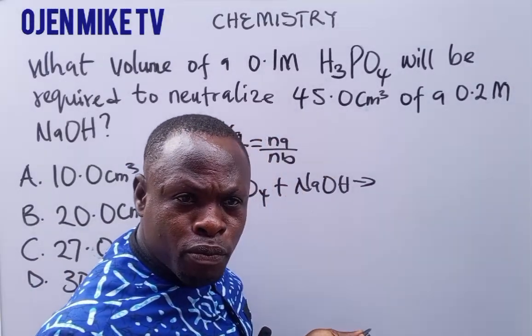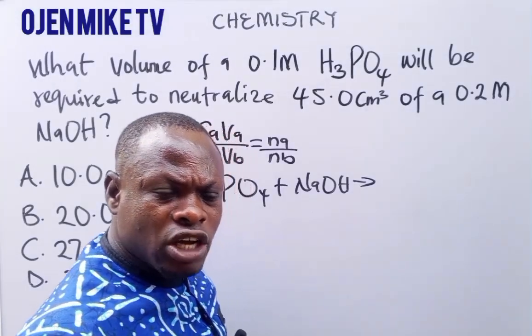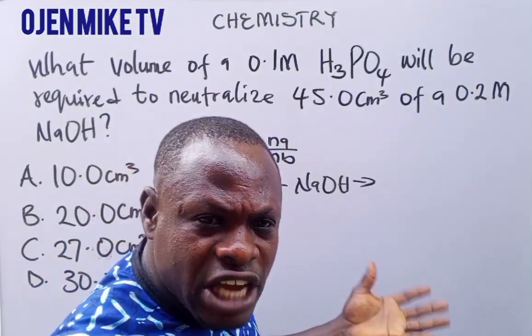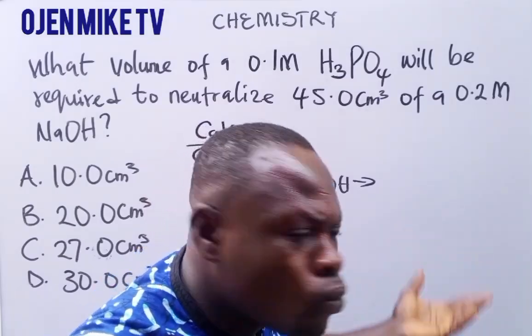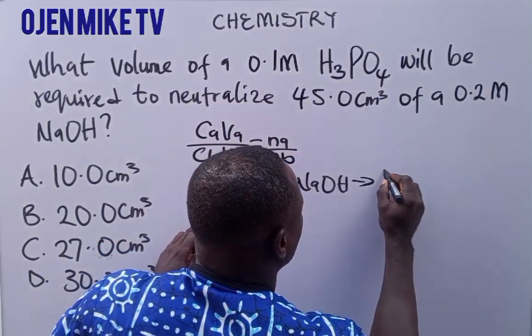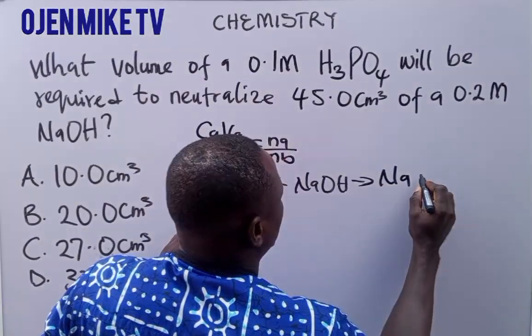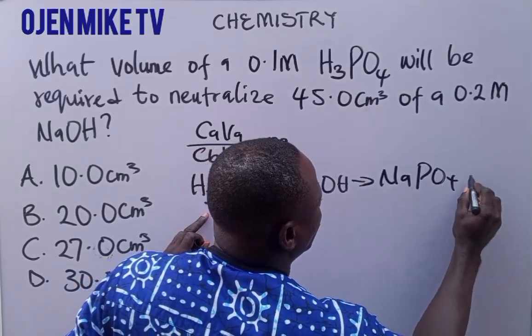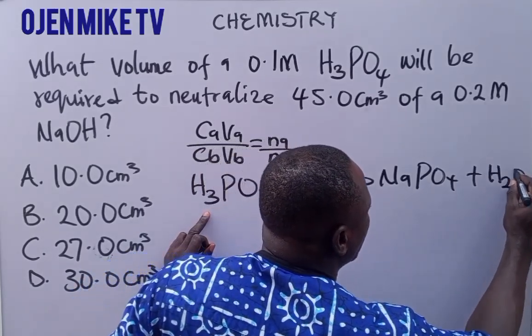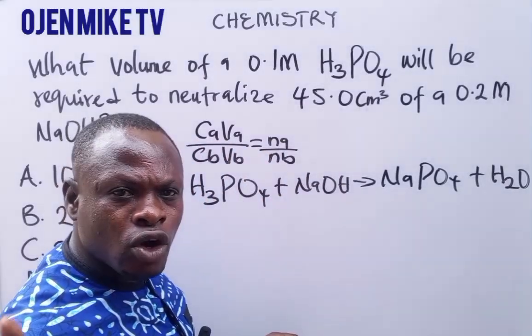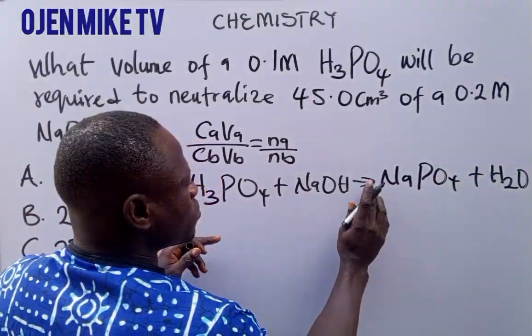Of course, salt will be produced, because a neutralization reaction is when acid and base react together and form salt and water. So salt will be produced, which is NaPO4, plus H2O. So we need to balance our equation.